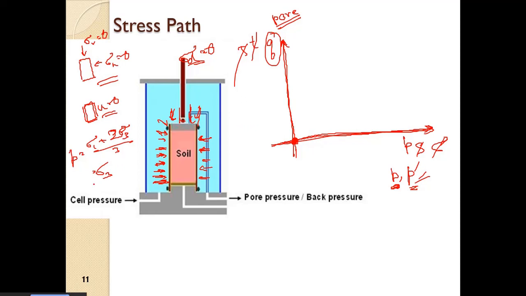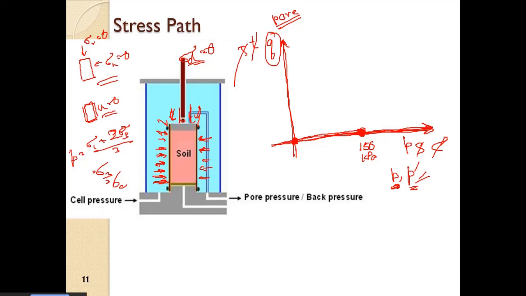So we go on increasing the cell pressure, or we can say sigma C. So we go on increasing the cell pressure, and this point, the total stress, the mean stress, will move in this direction when we apply the cell pressure. So suppose we are here at the point. So this is suppose 150 kPa.